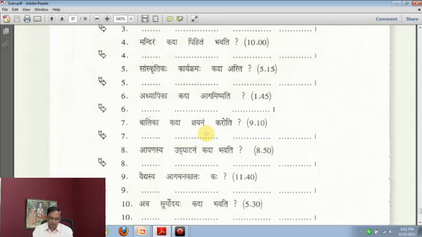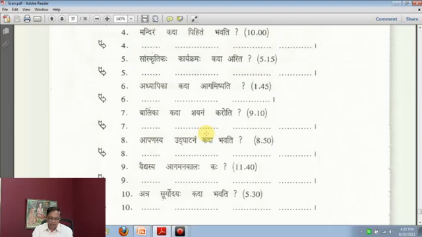Seventh. Balika Kada Shayanam Karoti. When does the girl go to sleep? Balika Dashadhika Navavadane Shayanam Karoti. Ratrau Dashadhika Navavadane Shayanam Karoti. Eighth.